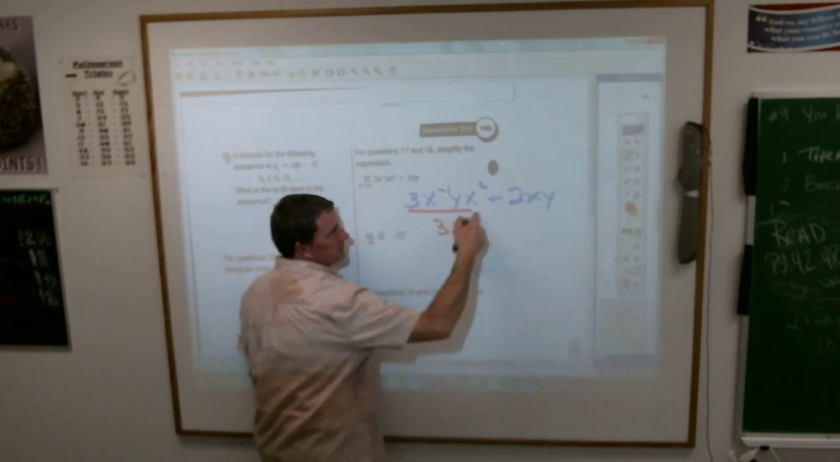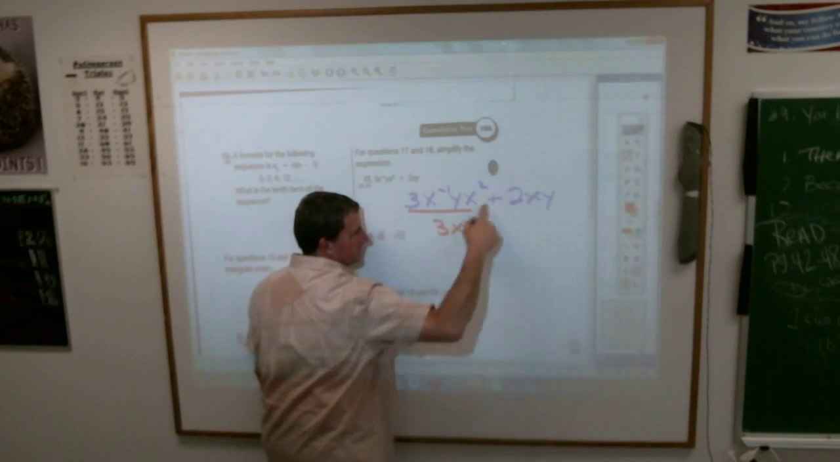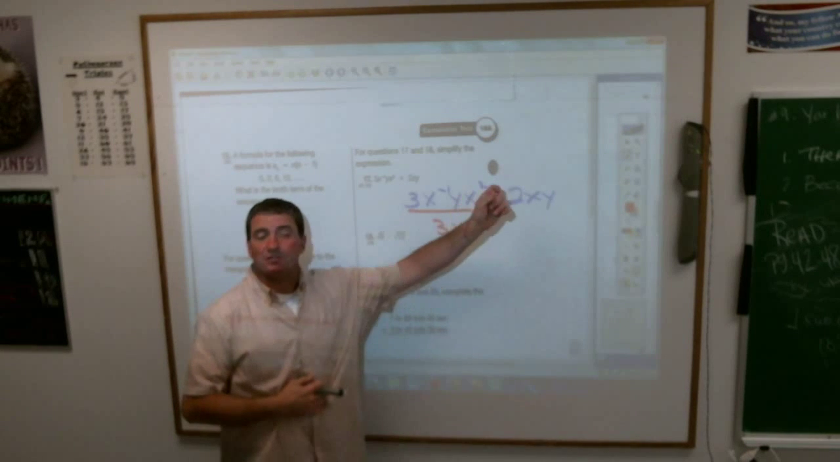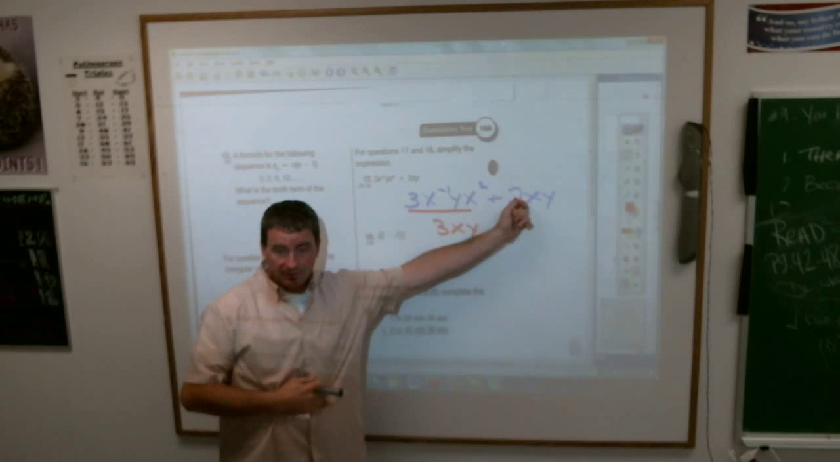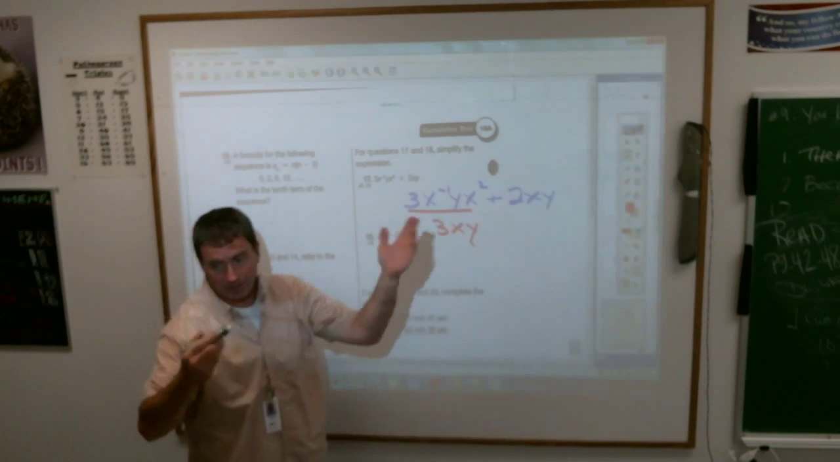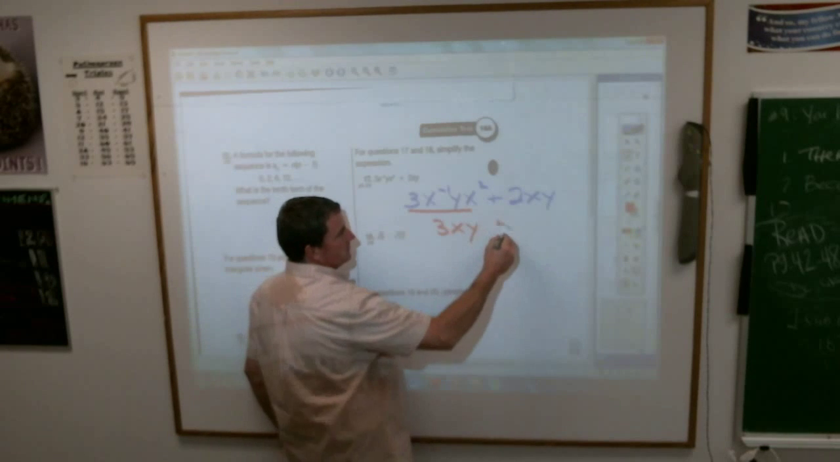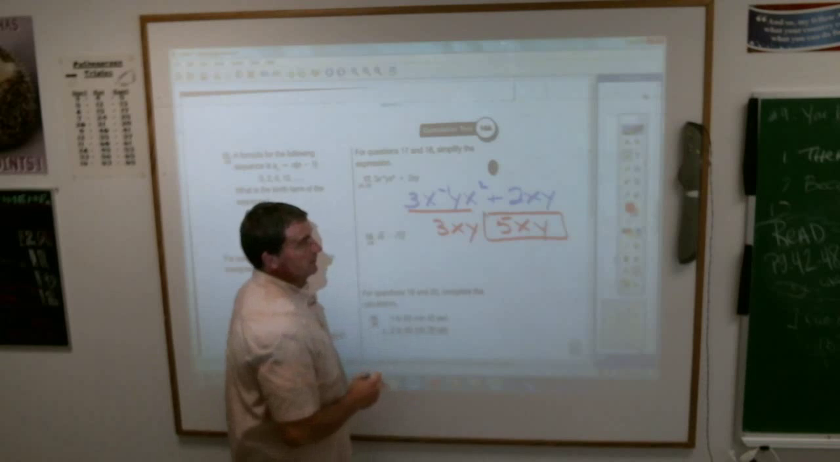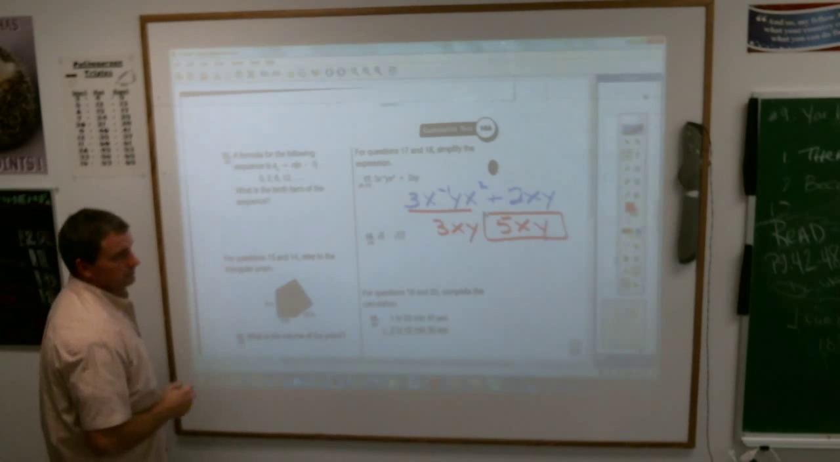So these two are like terms. They have the exact same letters to the exact same exponents. What is 3xy's plus another 2xy's? For a total of 5xy's. They don't change to x squareds or anything. They're just xy's. The answer is 5xy's. Okay, they don't change one way or another.